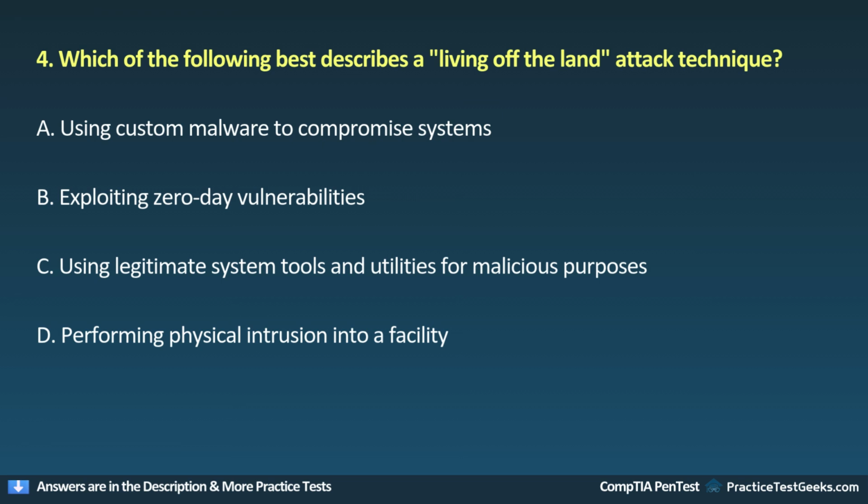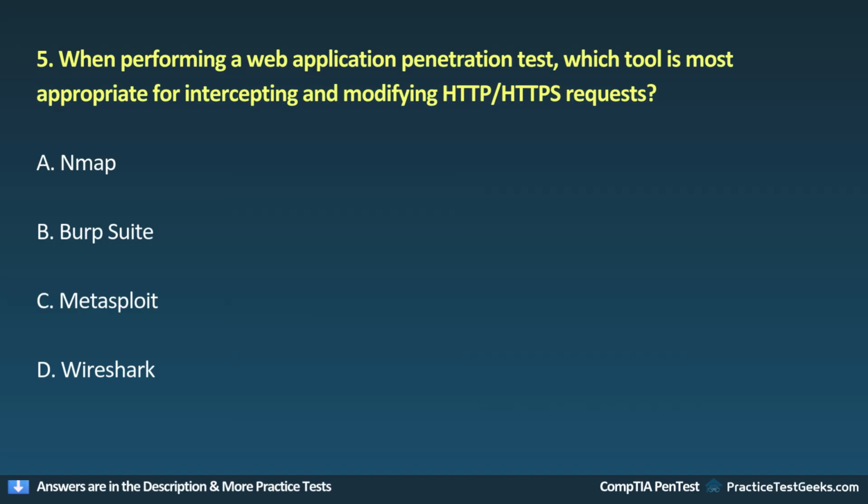4. Which of the following best describes a living off the land attack technique? A. Using custom malware to compromise systems. B. Exploiting zero-day vulnerabilities. C. Using legitimate system tools and utilities for malicious purposes. D. Performing physical intrusion into a facility.